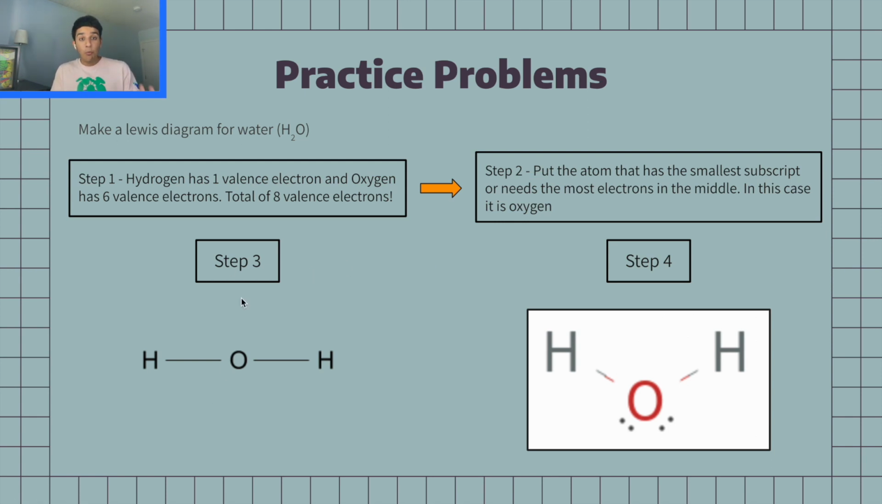So let's see why this Lewis dot structure works. When sharing electrons, hydrogen has 2, so hydrogen is happy. This other hydrogen also has 2, so it's happy. And this oxygen has 1, 2, 3, 4, 5, 6, 7, 8, so this is also happy. So that's why this Lewis diagram works.